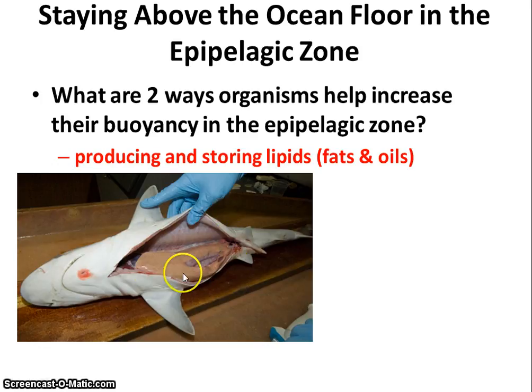In terms of cartilaginous fish, sharks, skates, and rays, they have gigantic yellow livers. And these gigantic livers are packed with fish oil. And that oil helps them to float, helps actually lower the density of their body so they can necessarily stop swimming and not sink to the bottom.